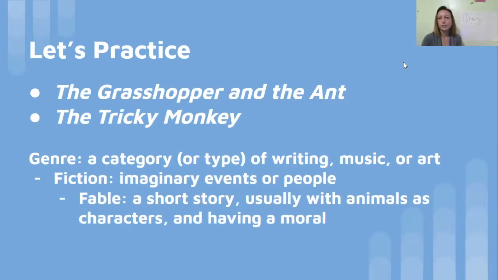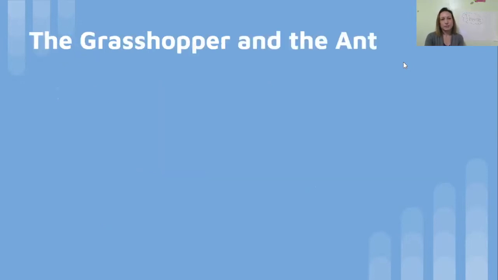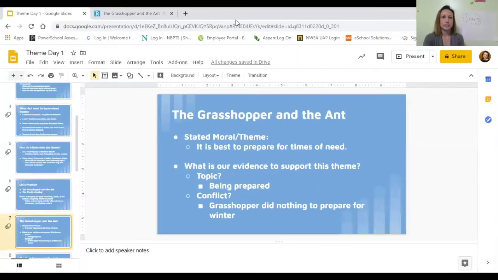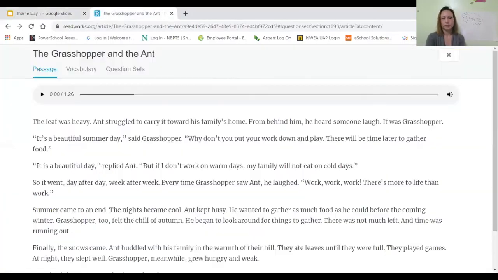So fables are really good for teaching theme because a lot of times it is stated. So remember that moral we can use as the same as theme or lesson. So the two stories we're reading today are in the genre of fable. They will have animals as the main characters and they will be written to teach you a lesson. So we are going to start with the grasshopper and the ants. And here we go. Hopefully you can follow along while I read to you.